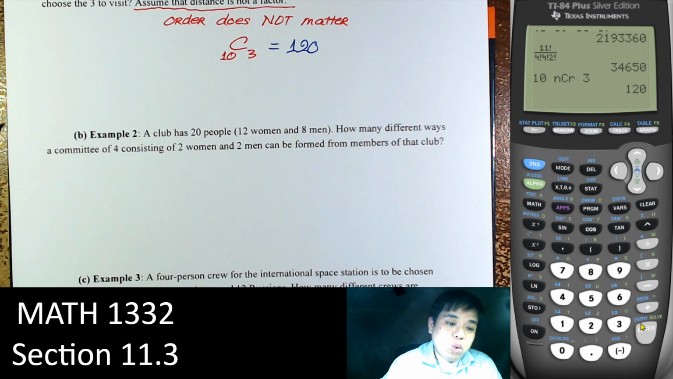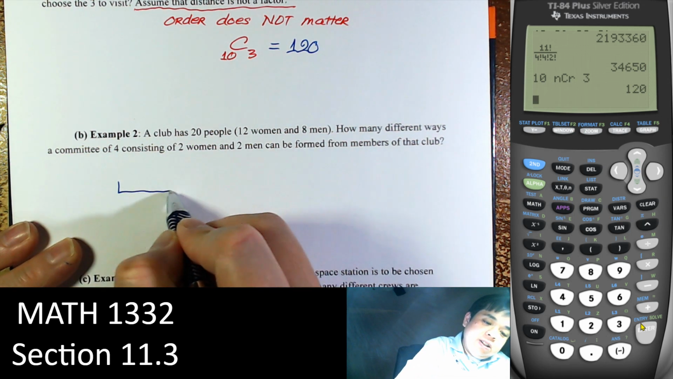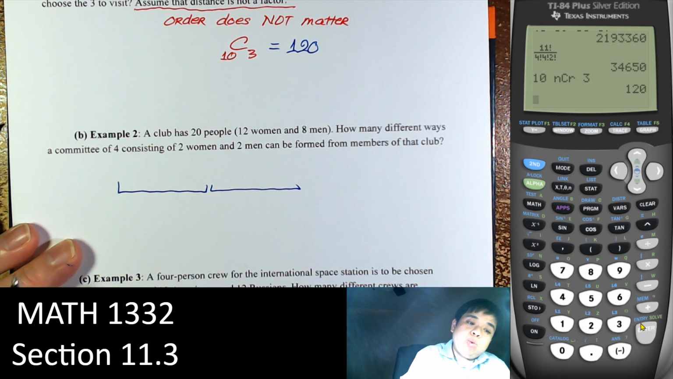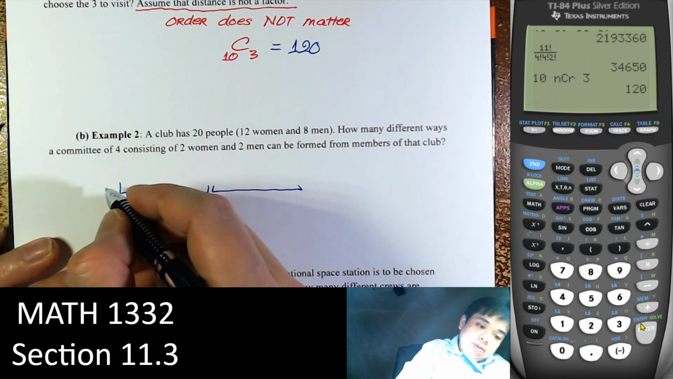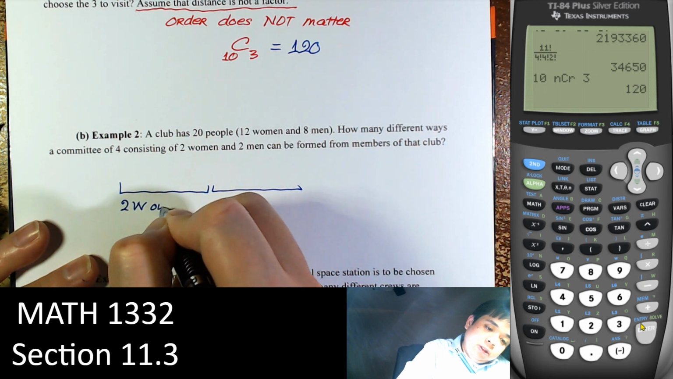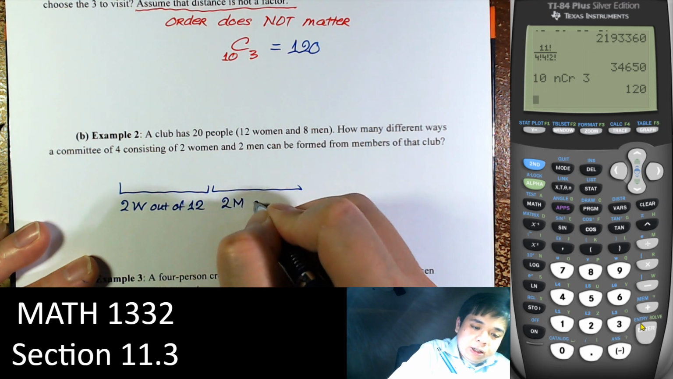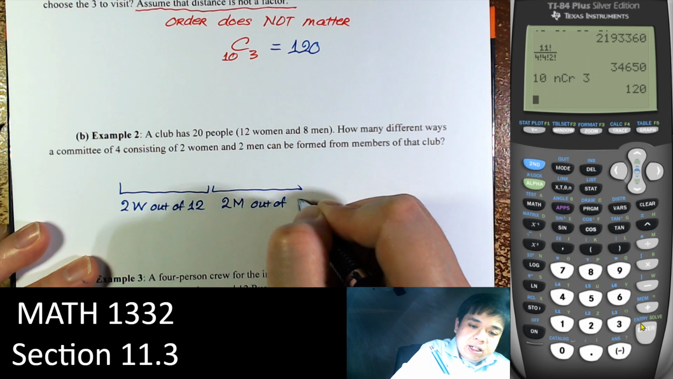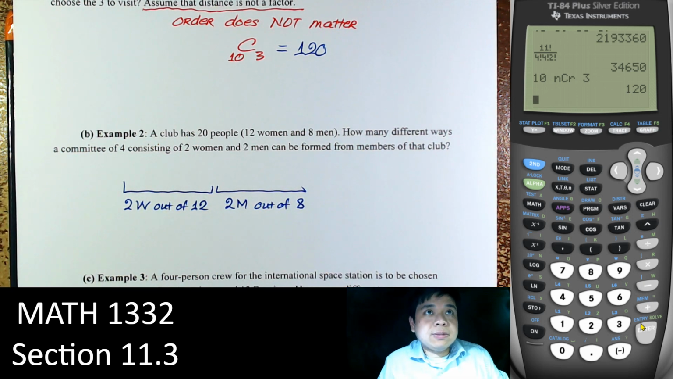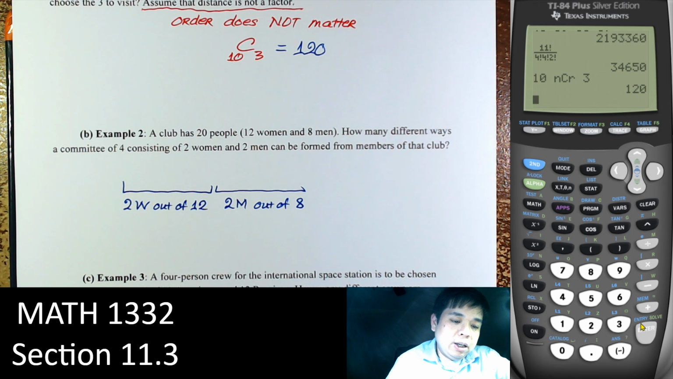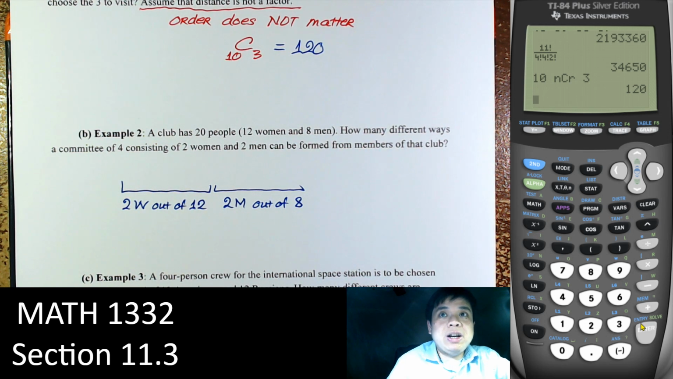Next, a club has 20 people, 12 women and 8 men. How many different ways a committee of 4 consists of 2 women and 2 men from that club? Right, so first we're going to choose 2 women out of 12. And then we choose 2 men out of 8. Right. That's what it is, right?